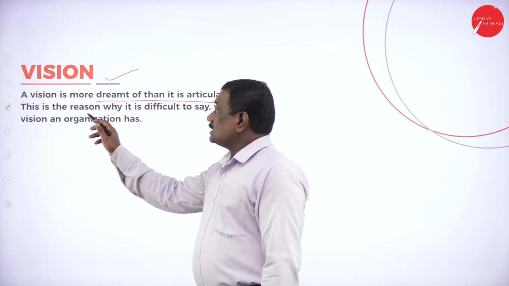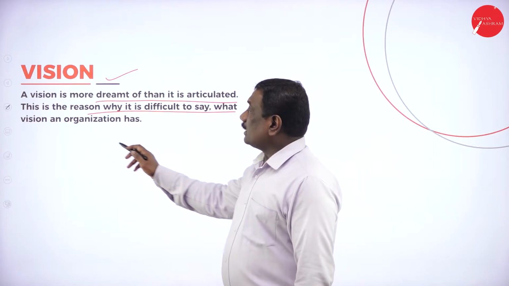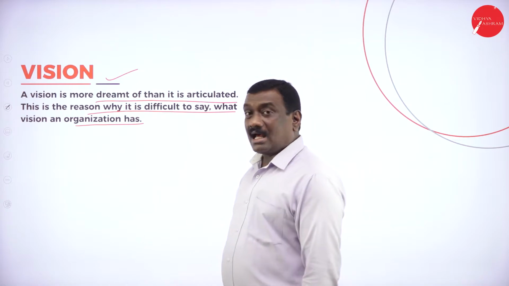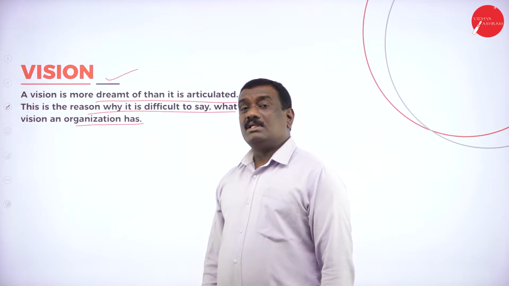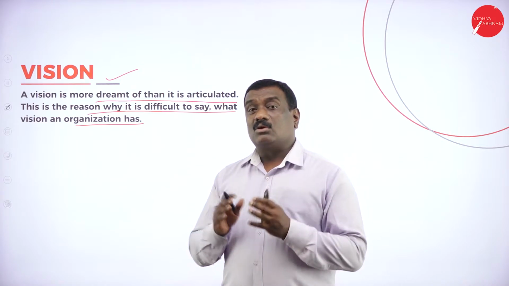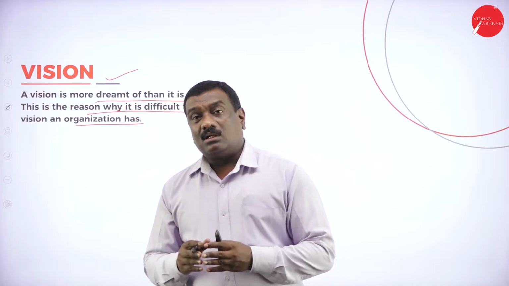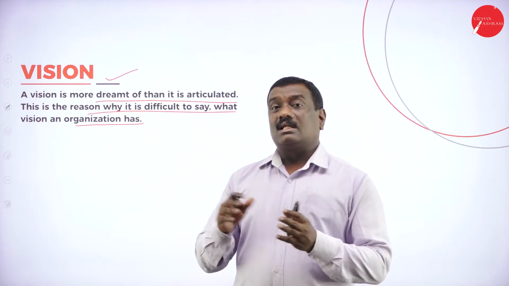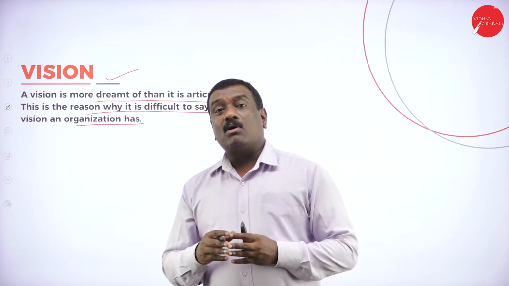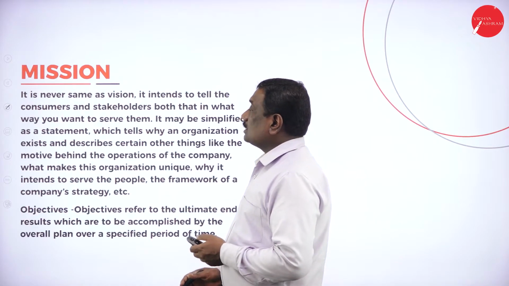That is the reason why it is very difficult to explain what the vision of an organization is. For example, an organization will be having a thought that after 5 years or 10 years from now, it should be number one in position in the market. So that can be a vision of an organization.